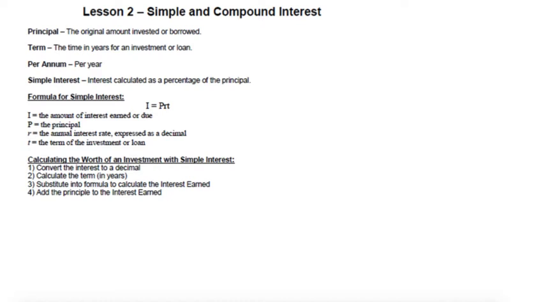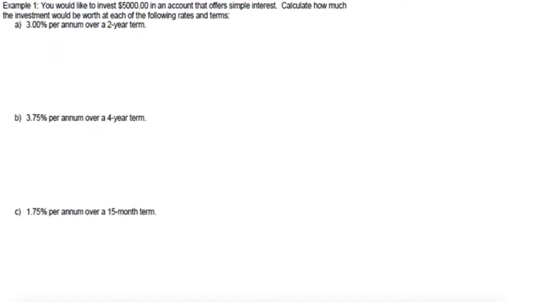So in this realm of dealing with interest, there are some steps that you can follow to make life easier. First, always convert your interest rate to a decimal. Then calculate the term in years if it's not already in years. Then sub into your formula, calculate what you need, and solve for your missing variable. Then take what you get as an I value at the end and add it to your principal if that's what it's asking you for. So let's walk through those steps together.